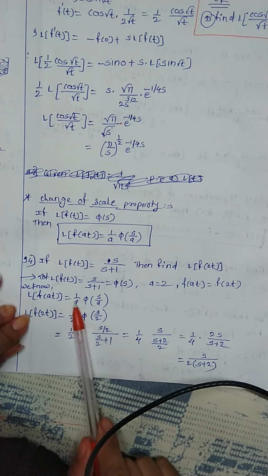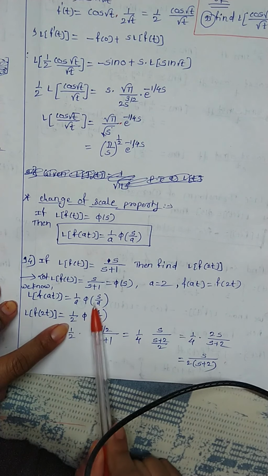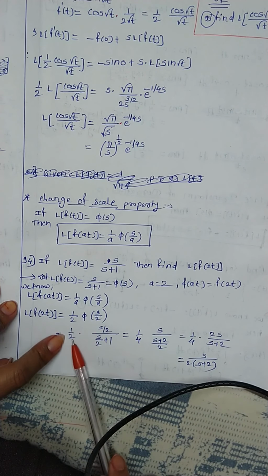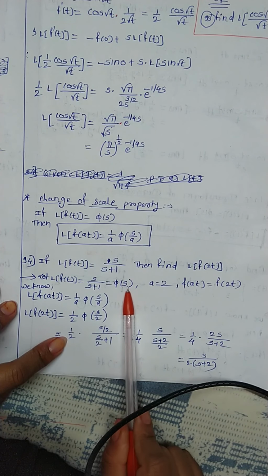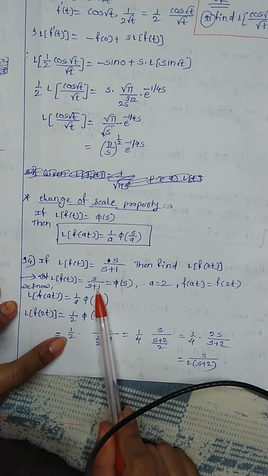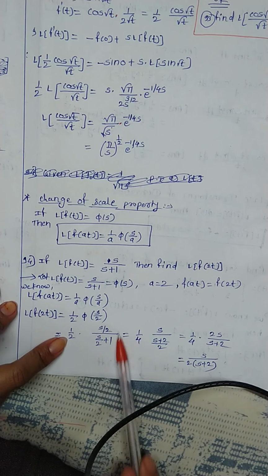Now put the value. Therefore L of f of 2t is equal to 1 by 2, A is 2, phi of s upon 2. 1 by 2 as it is constant. Phi of s by 2 means replace everywhere s by s by 2 here in the phi of s. Here s by 2, here s by 2. Rest of the terms as it is. This is the answer. Now simplify.